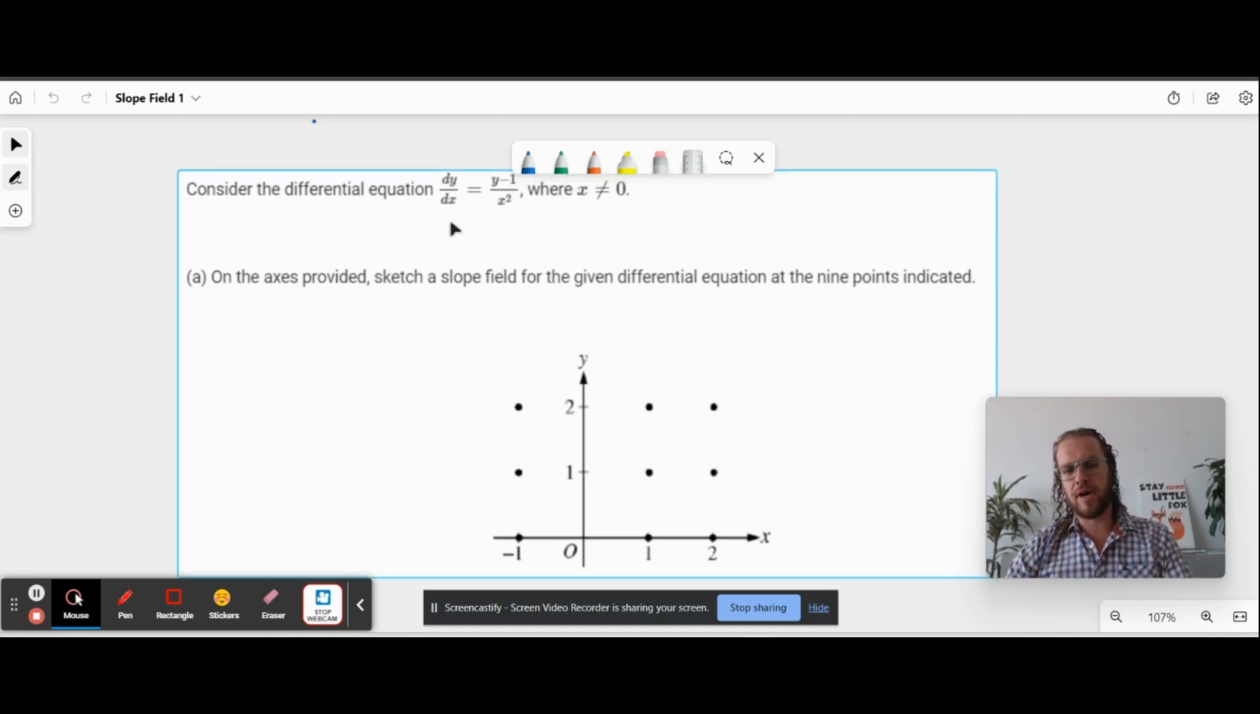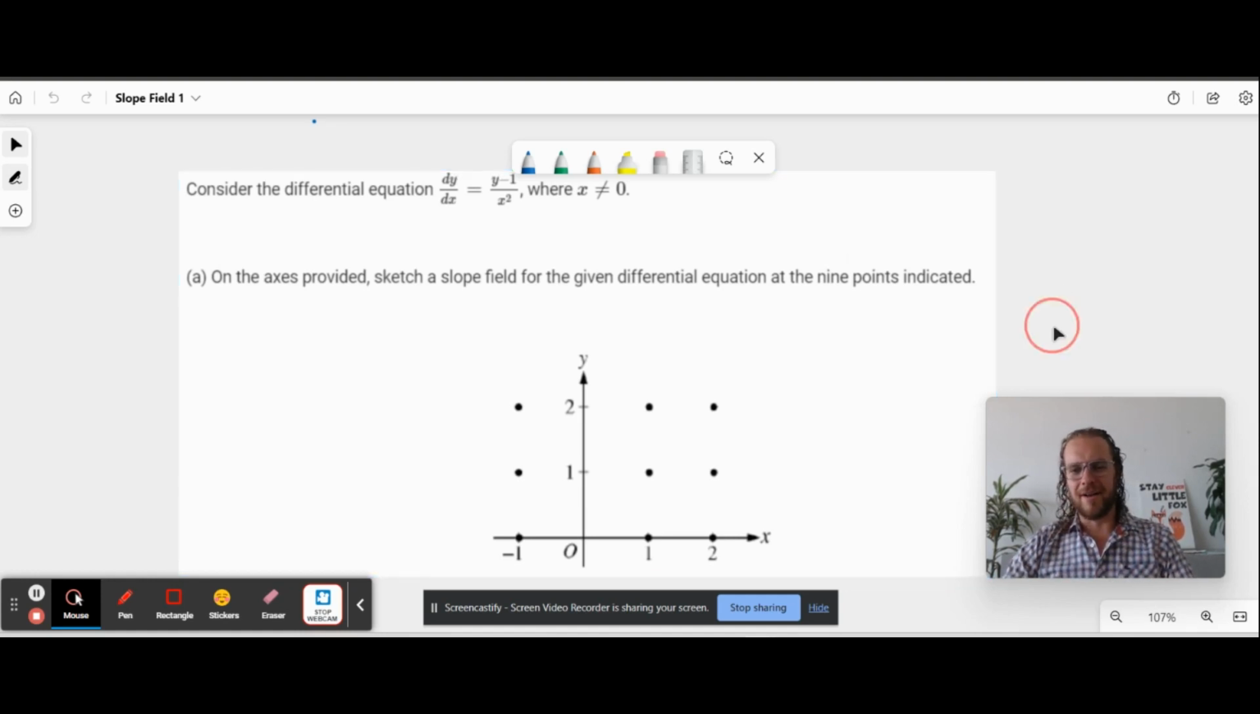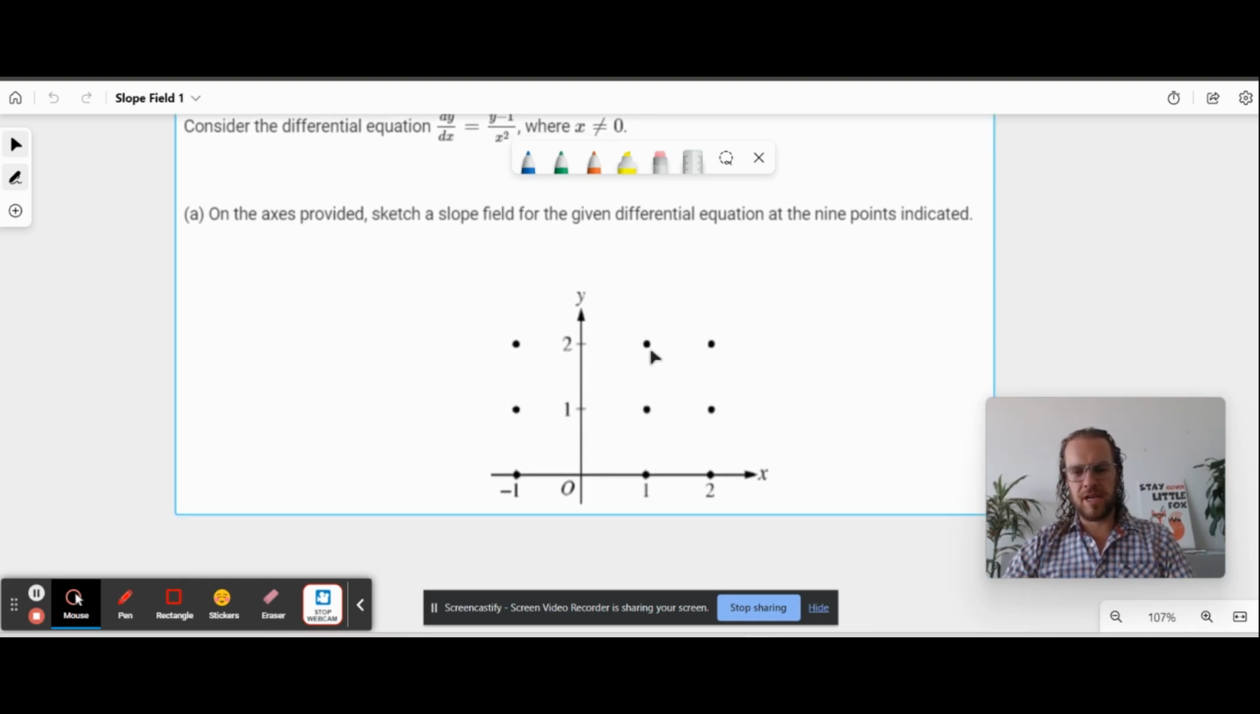So we've got the differential equation dy/dx = (y - 1)/x². Obviously, in this case, x cannot equal 0 because we'd be dividing by 0, and that doesn't work. So what we're going to do first is look here at our field. Now, instead of having 12 points, the first thing you're going to notice, of course, is that at x = 0 there are no points. Why? Because they know that we cannot have any slope there because the function is undefined. So they're not going to ask us for any of those.